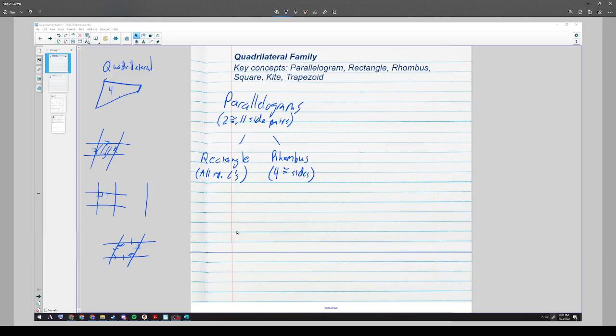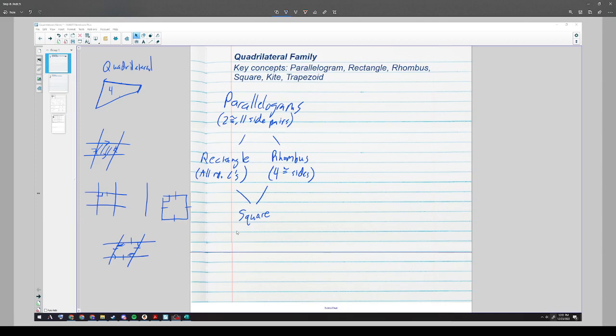Now, as you know, we can combine these two together, and the shape that would result from that would be a square. A square doesn't have any new properties of its own, but it does have all the properties of both of its parent figures. So it has all right angles and all four sides are equal. I know you're familiar with squares, where we have four 90-degree angles and four congruent sides. So this subfamily of quadrilaterals is called parallelograms, but that's not the only special kind of quadrilateral that we have.